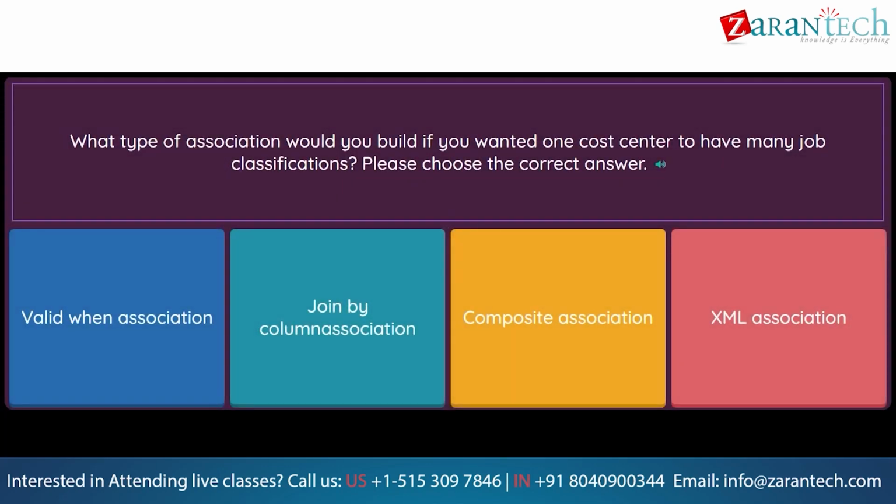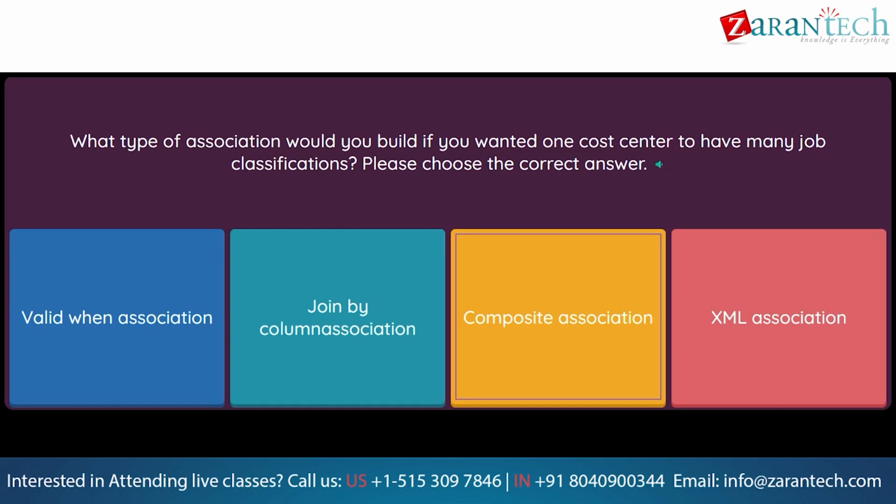Question: What type of association would you build if you wanted one cost center to have many job classifications? Please choose the correct answer. Option 1 Valid when association. Option 2 Join by column association. Option 3 Composite association. Option 4 XML association.